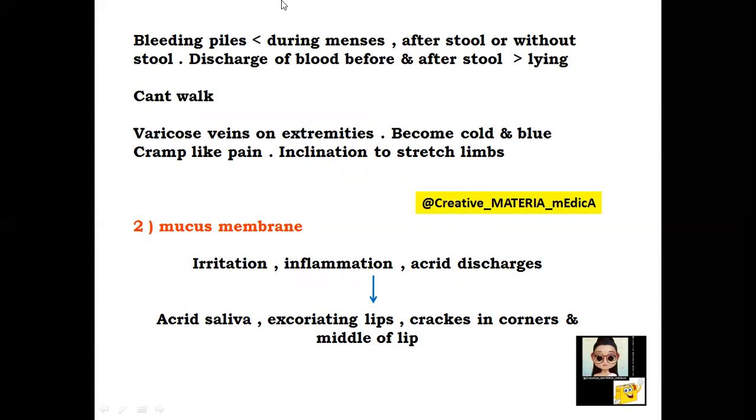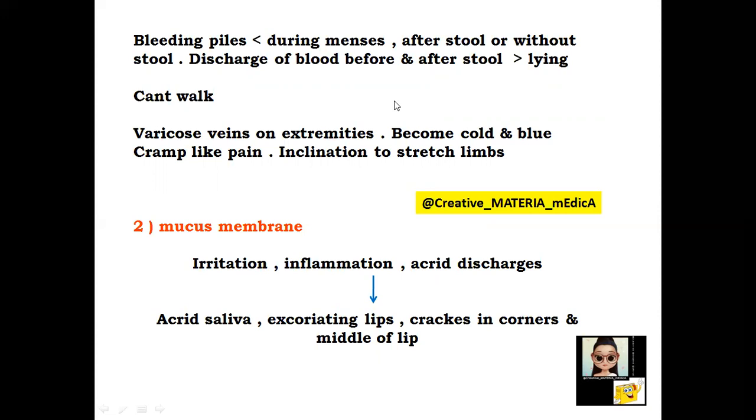Varicose veins on the extremities. The affected area becomes cold and blue, and there is a cramp-like pain, with inclination to stretch the limbs. The second sphere of action is the mucous membrane. It causes irritation, inflammation, and acrid discharge.